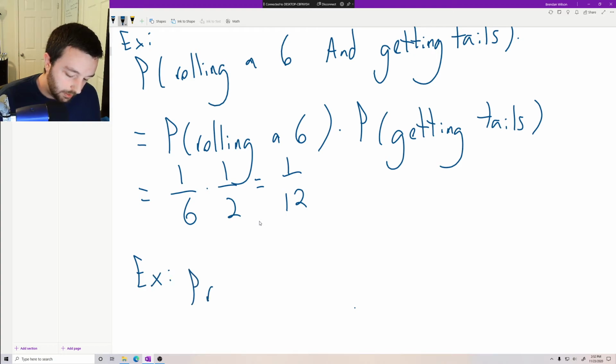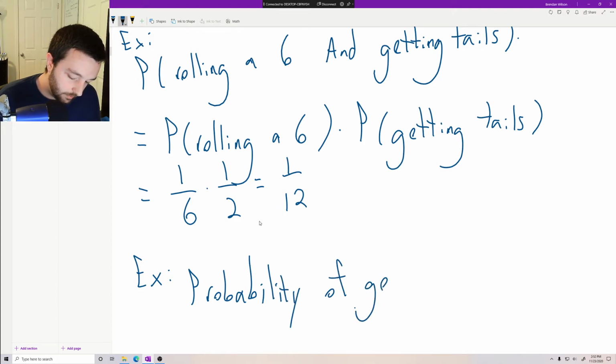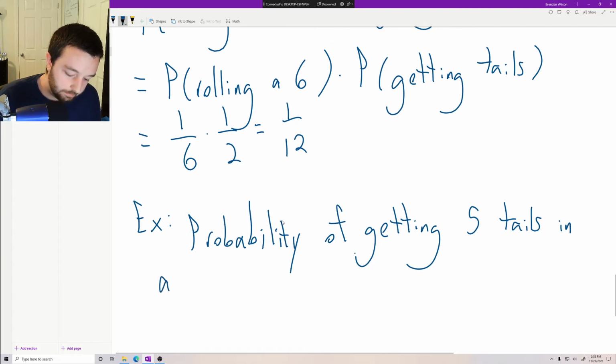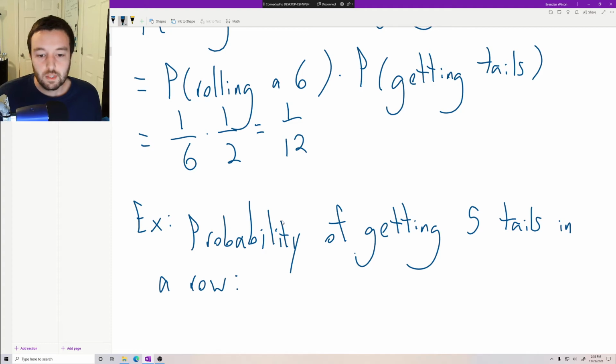What is the probability of getting 5 tails in a row? Well, like I said before, we can think of successive coin flips as independent events because whatever we get in the first throw, it's not going to affect what we get in the second throw.